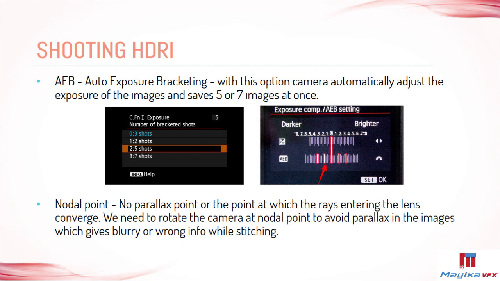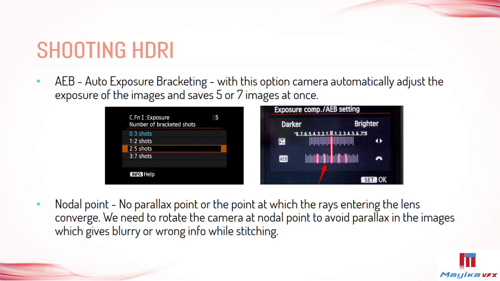Another point is AEB, which is auto exposure bracketing. With this option, we can automatically adjust the exposure, and it shoots 5 to 7 continuous images. Here you can see the options like 5 shots, 7 shots, and in the right side image you can see the exposure differences. It is shooting 5 images with different exposure differences. And another point is the nodal point, or no-parallax point, the point at which the rays entering the lens converge.